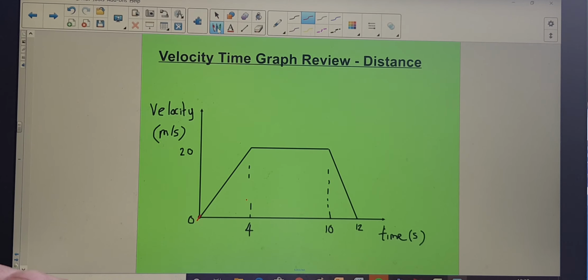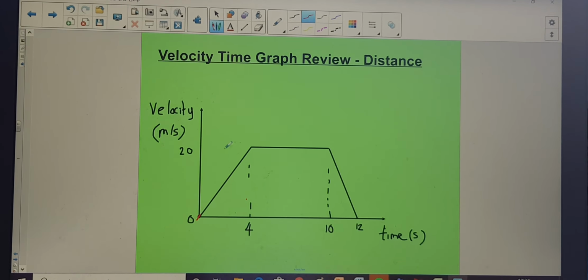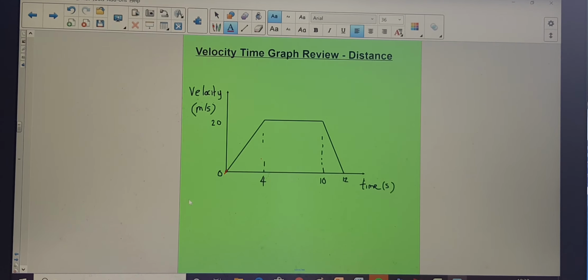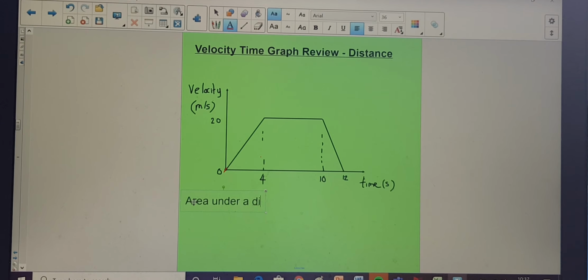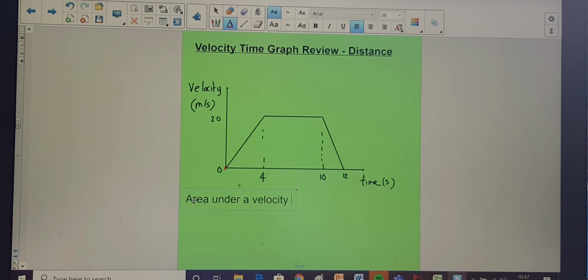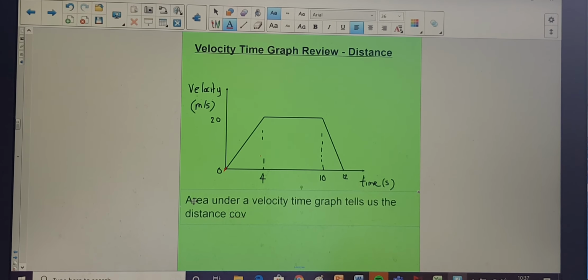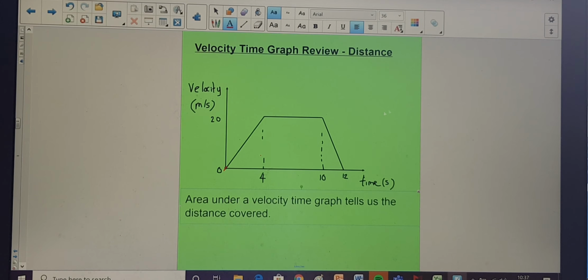Whereas it was obvious before, the distance covered, because the distance was just given to us in the actual graph itself on a distance time graph, this one's a bit more confusing. On this one, let's write this down, the area under a distance time graph, sorry, this is a velocity time graph, tells us the distance covered. Right, well, let's have a look at this.